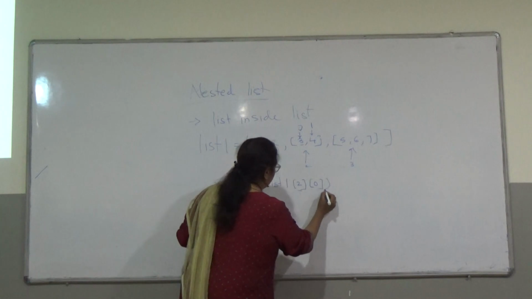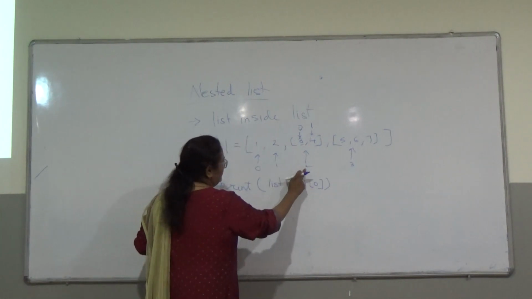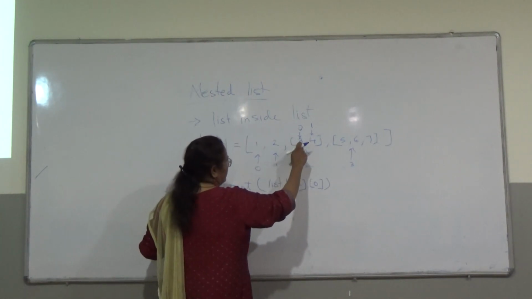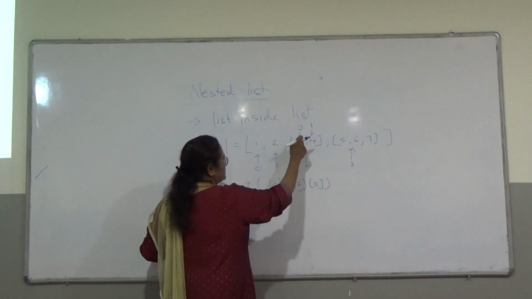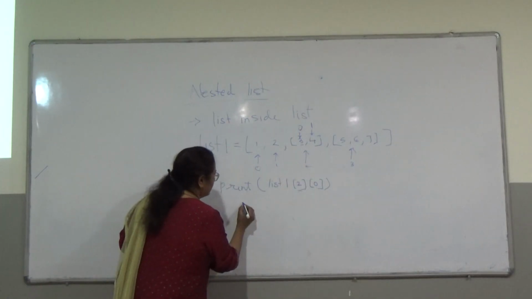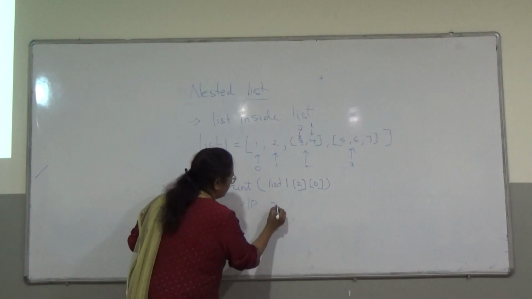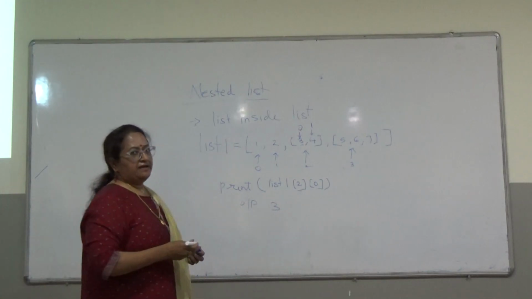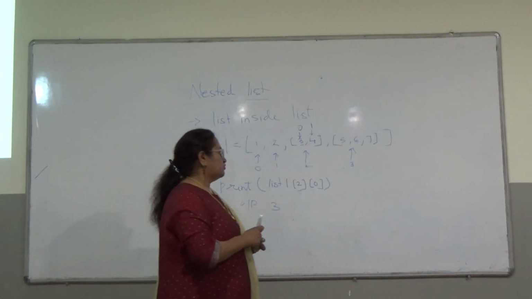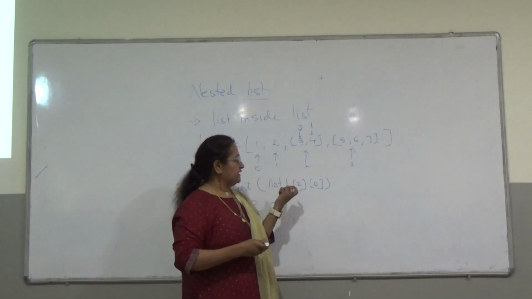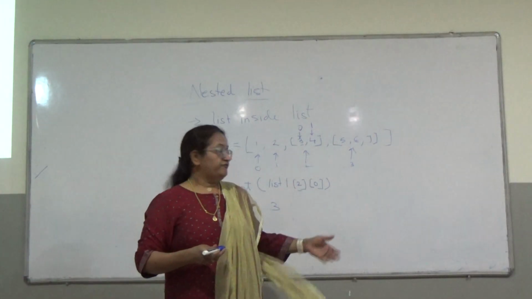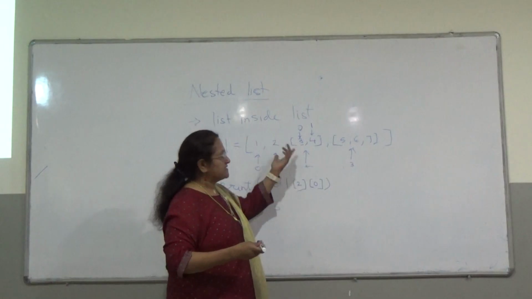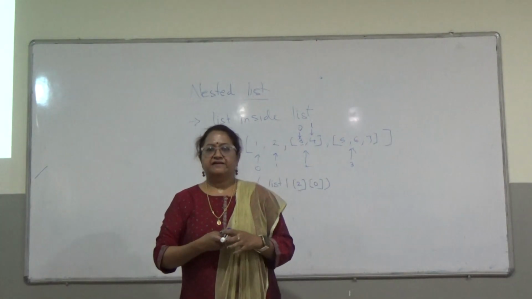So in the output what will I get? The second element, and from the second element what do I want? The first element of the second element, that is the output will be 3. So in this way, using the two-dimensional structure, we can find out, or we can access the element of the nested list.